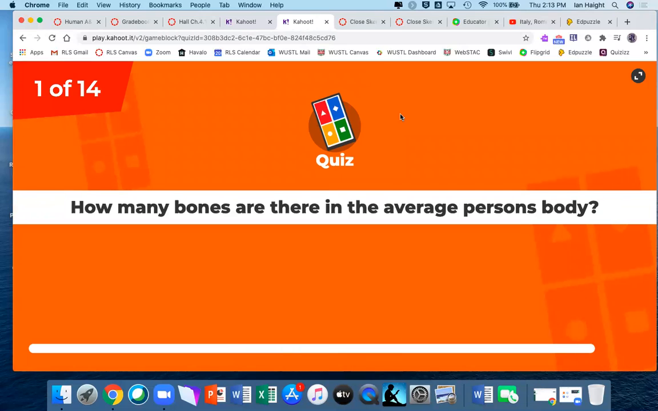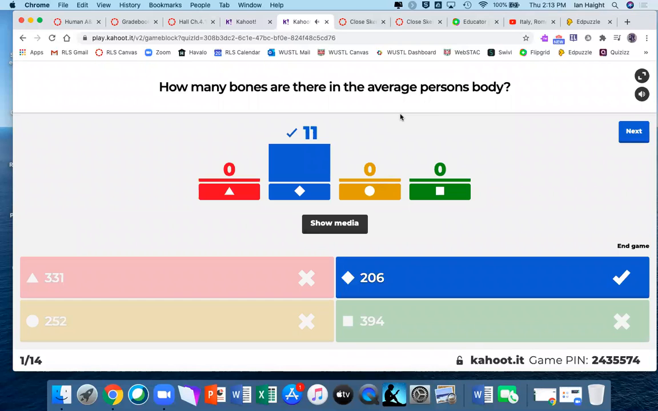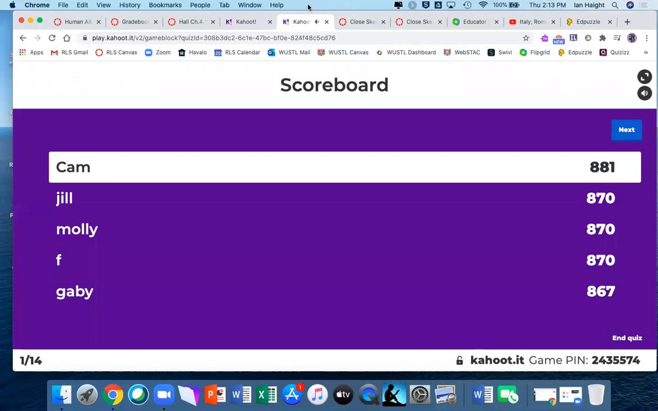How many bones are there in the average person's body? All right, we're feeling good about that. 206. It's as high as 270 when you are a baby, which is pretty crazy. All right, Cameron in the lead.